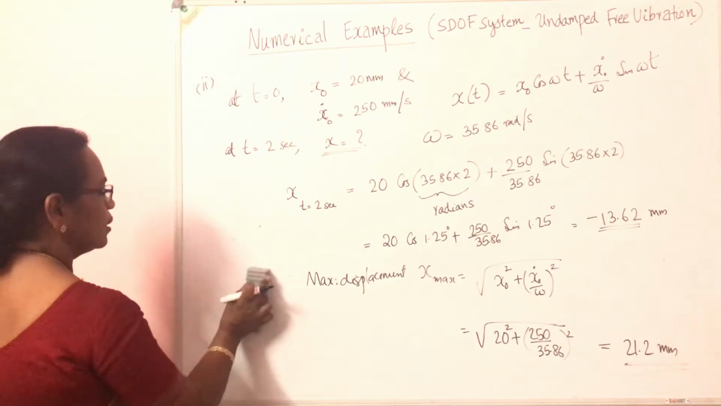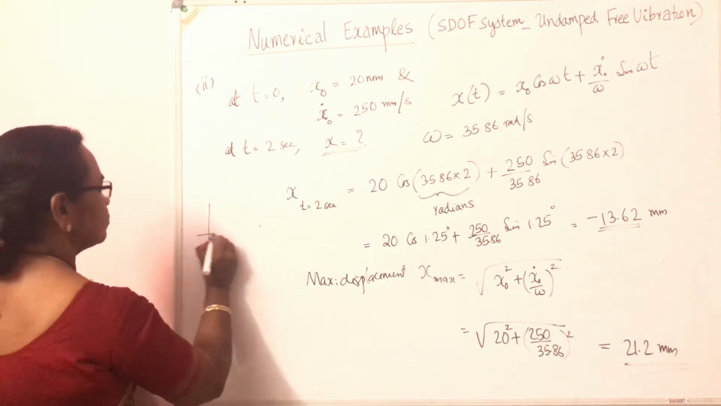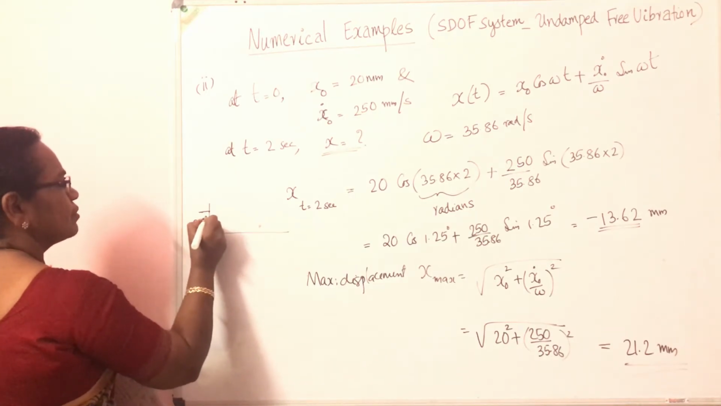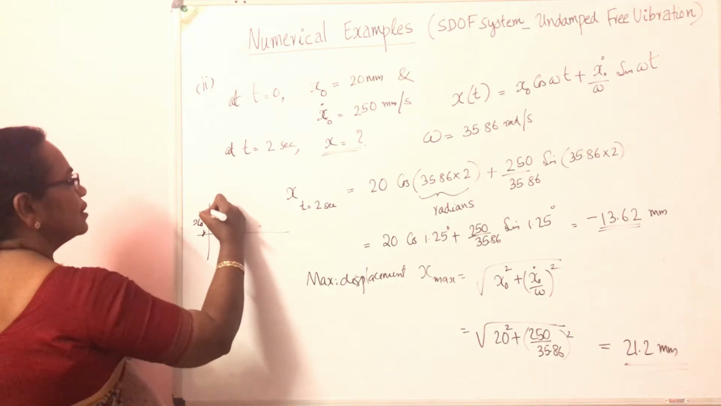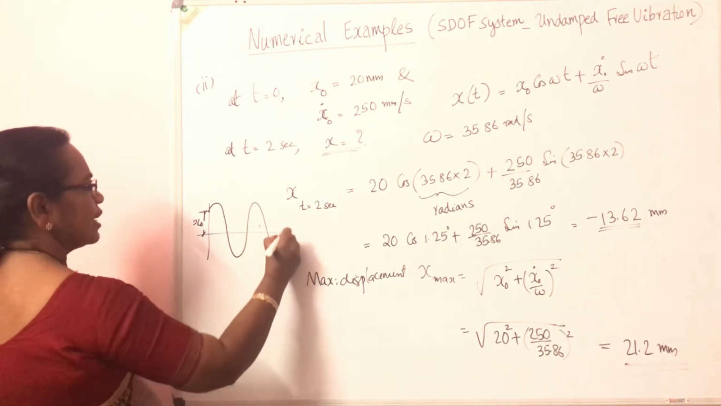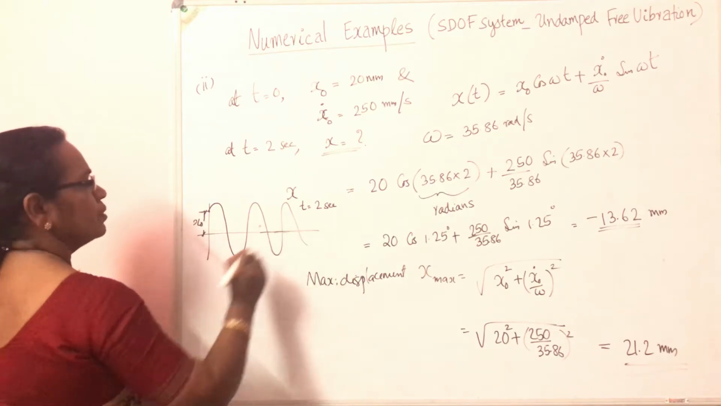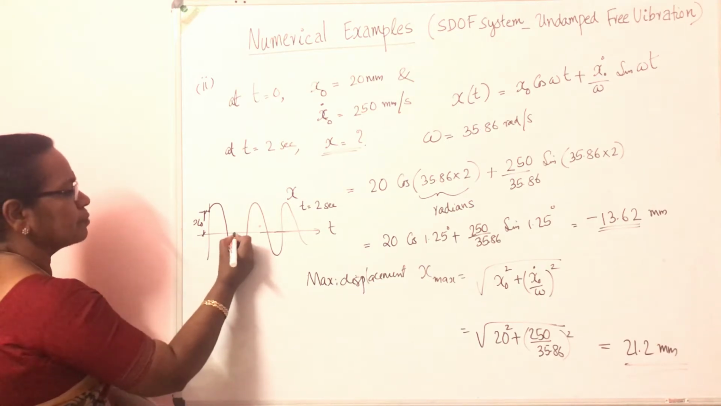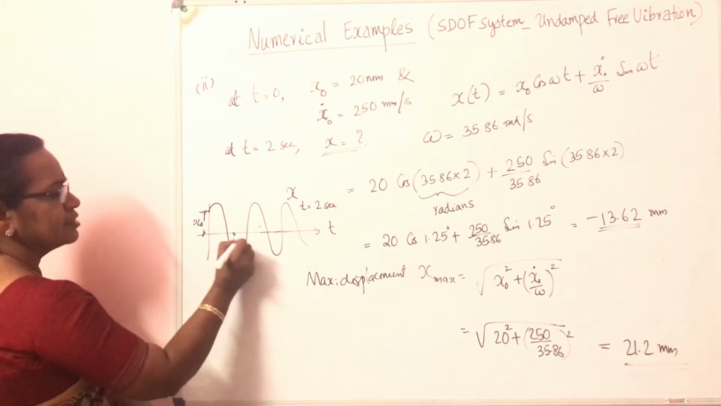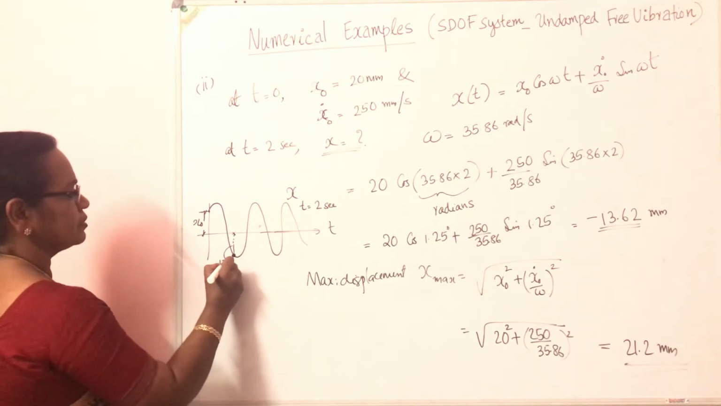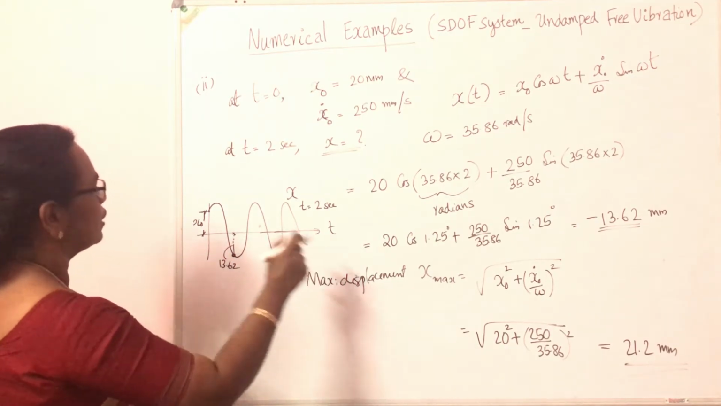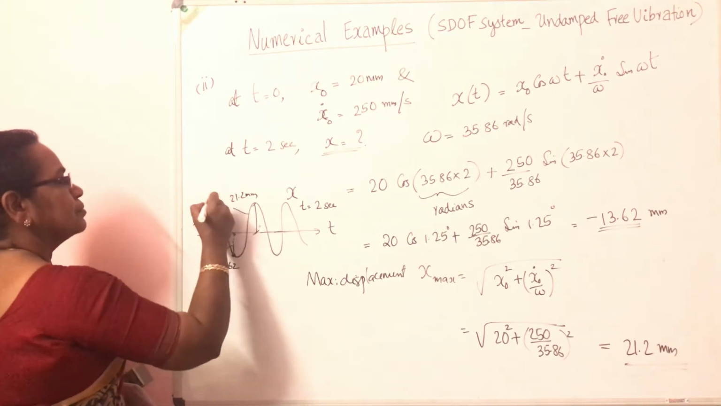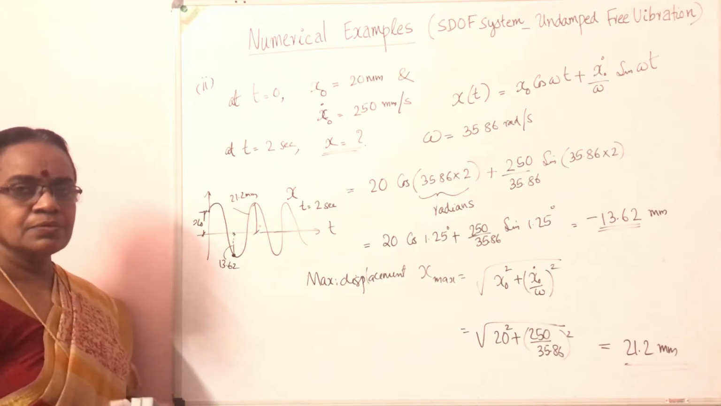If I plot it correctly, this body starts with 20 mm, so when t is equal to 0, x0 is 20 mm, and it undergoes cyclic deformation like this. All the amplitudes remain the same. This axis represents time. After 2 seconds, the body will be somewhere here. This displacement is 13.62, and the amplitude is 21.2.